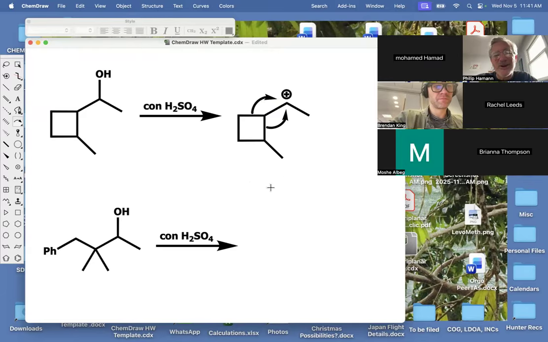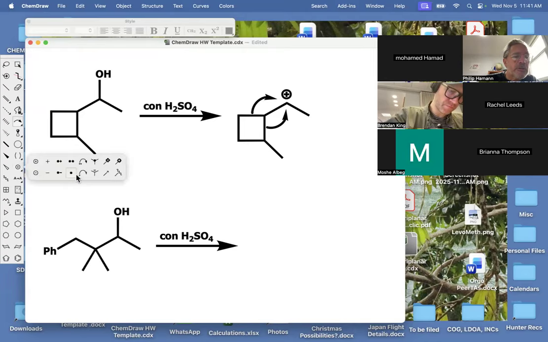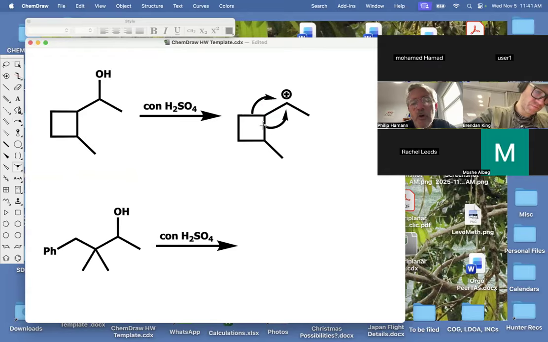And this isn't a great example because you get two products here, right? The shift gives different products. The carbon is shifting over, so this bond is going there. So that is where the cation is going to be.